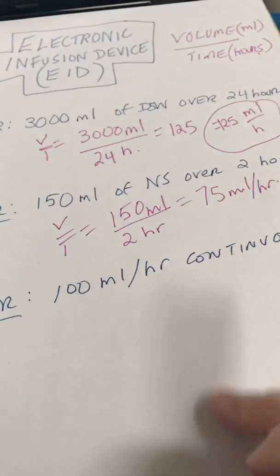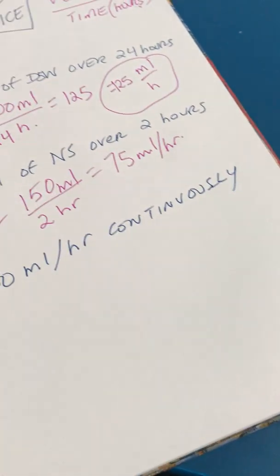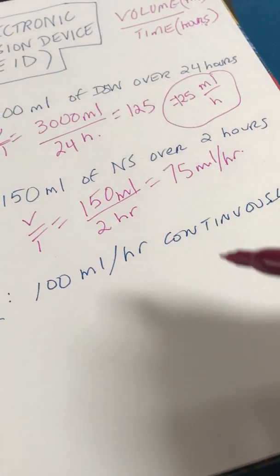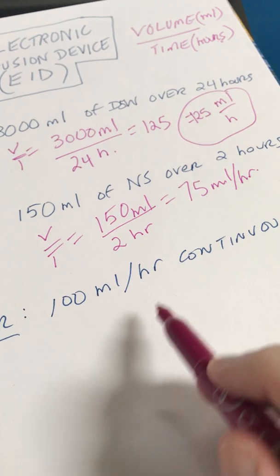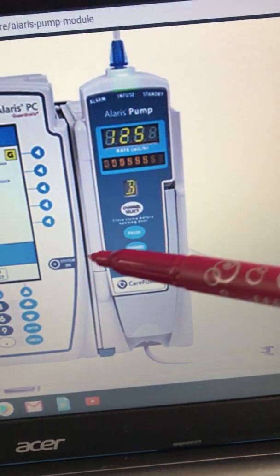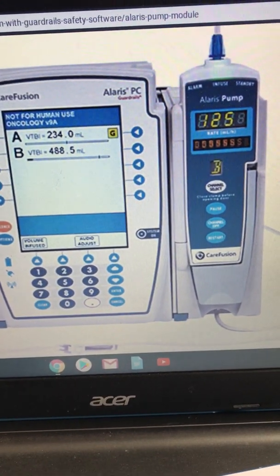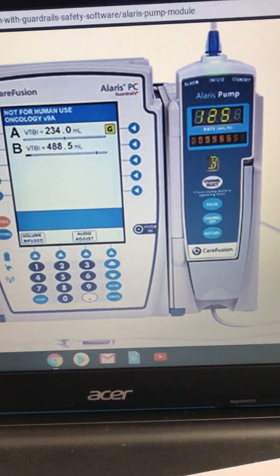And then my last example, 100 milliliters per hour continuously. That's a typical example of having fluids run continuously. There is no math. I literally am just setting the pump to 100 milliliters per hour. And it's going to run all day continuously. It's not going to stop after 2 hours or 4 hours. It's going to run all day.